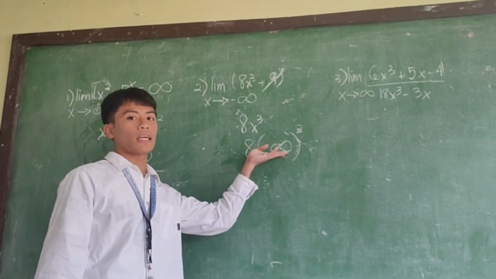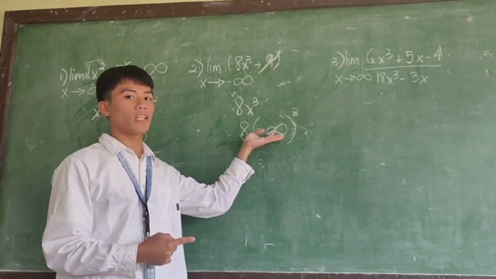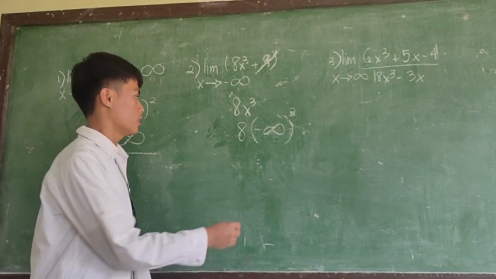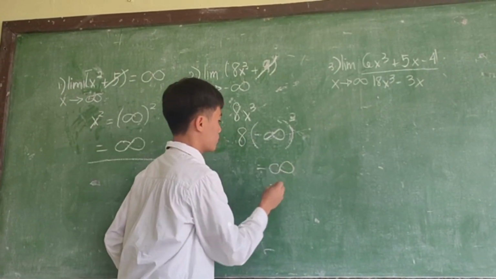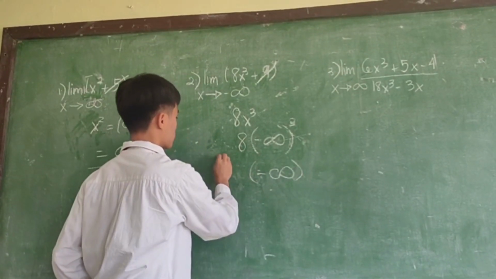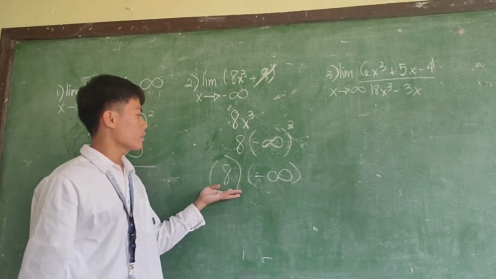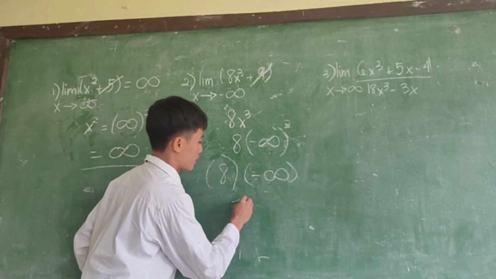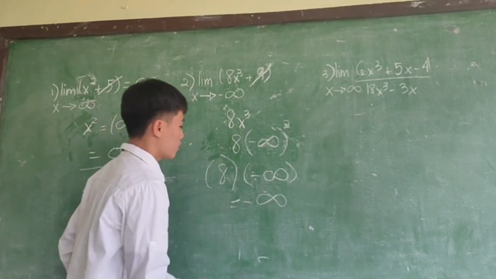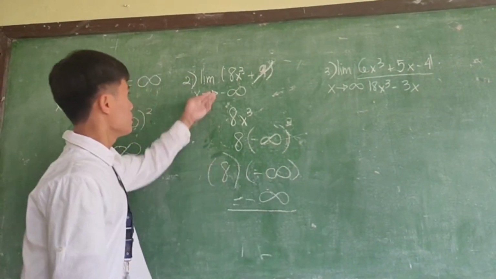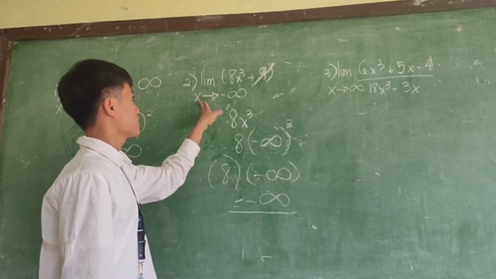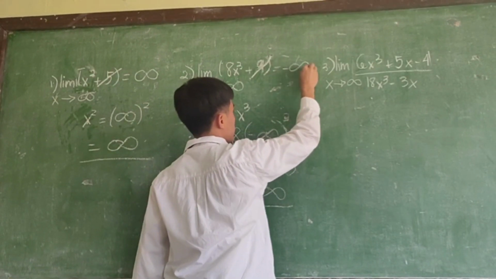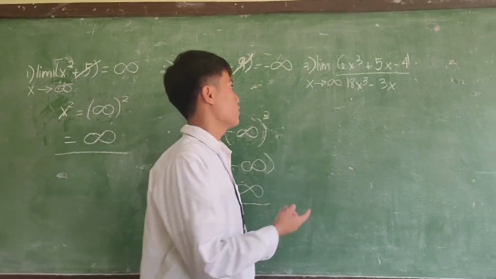So negative infinity times negative infinity. Of course, we have the positive infinity. Then kapag itinimes ulit natin siya sa negative infinity, ang magiging equals niya is negative infinity pa rin. So, 8 times negative infinity. Ang magiging kalalabasan niya is negative infinity pa rin. Therefore, the limit of 8x cubed plus 9 as x approaches to negative infinity is equal to negative infinity. So lastly, we have the given number 3.